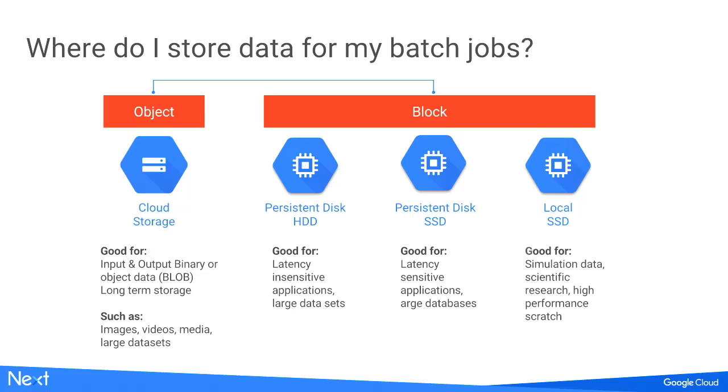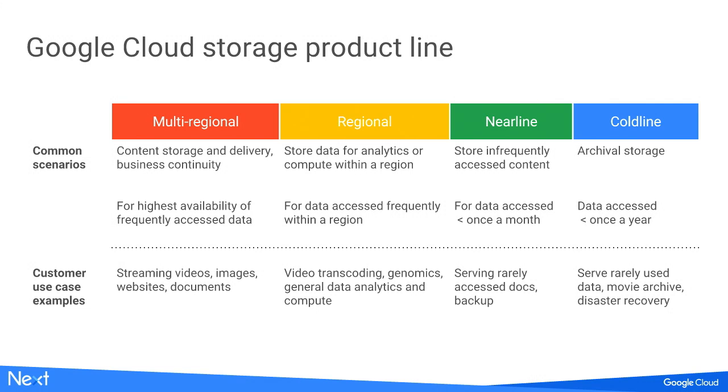So the distinction here is persistent disk is network attached, I should say, and striped, and can be up to 64 terabytes, and expect that to grow. Local SSD is up to 3 terabytes, and that's physically attached to the machine.